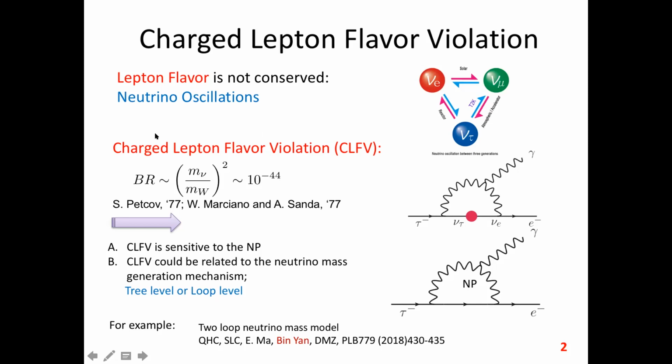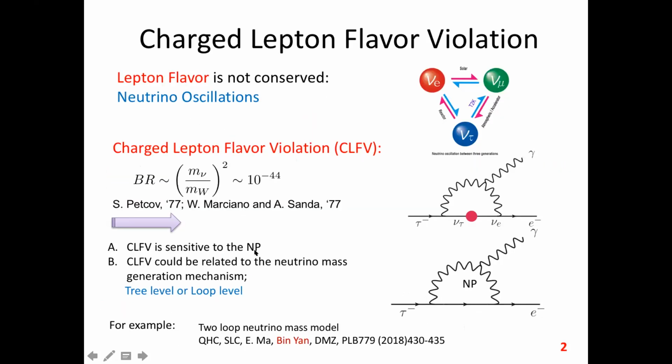This small branching ratio would make it very challenging to test charged lepton flavor violation in current or future experiments, because in the standard model the branching ratio is too small. So in this process, we are also sensitive to many new physics models. For example, some new physics particles could contribute to tau to e gamma at loop level.